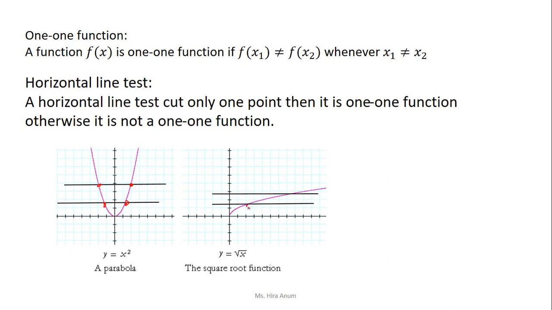Similarly, we take this radical x graph. In this graph, the horizontal line cuts only 1 time, so this is a 1-1 function, because on the graph we draw a horizontal line and it cuts only 1 point.